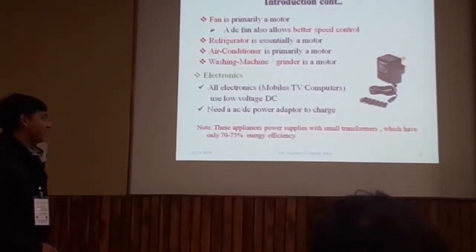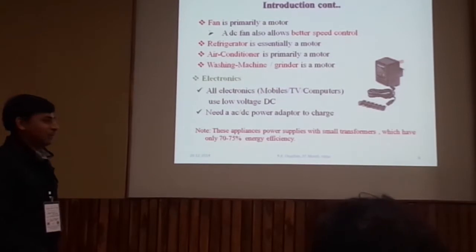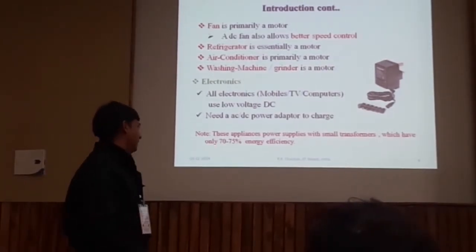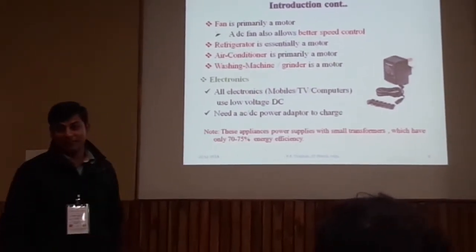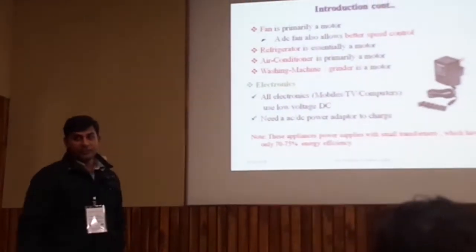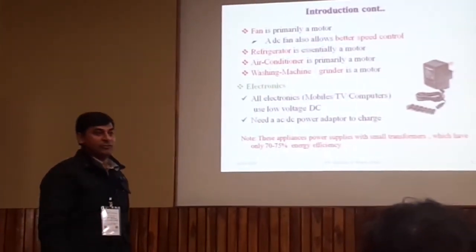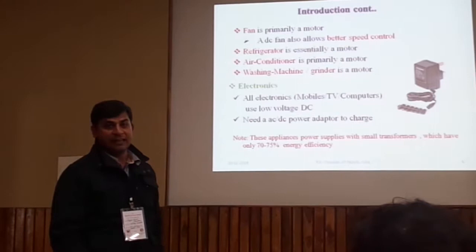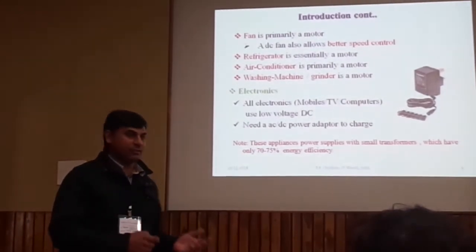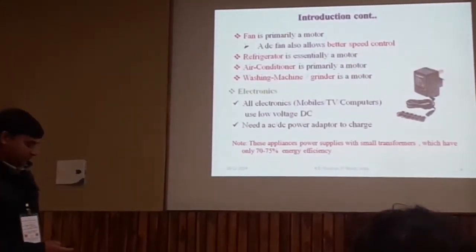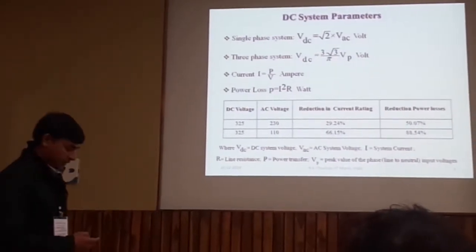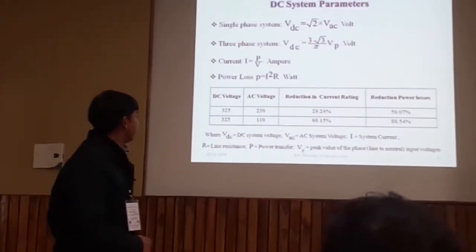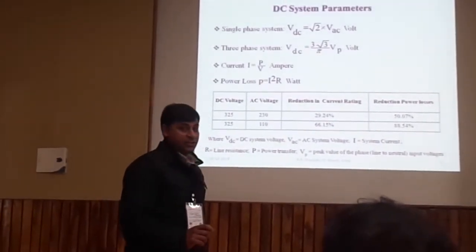So there is no need for the adapters, and according to surveys, the local adapters have a nearby 70 to 75% efficiency. It means we are wasting nearby 25 to 30% of power inside the conversion from one state to the second state. So these are the DC parameters through which we can use the existing AC distribution system also.